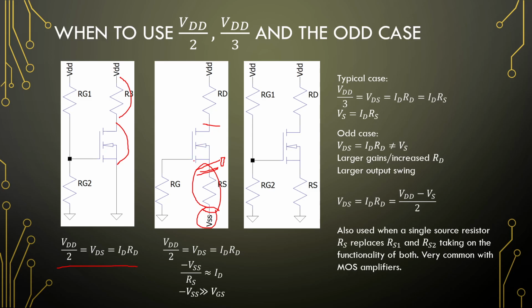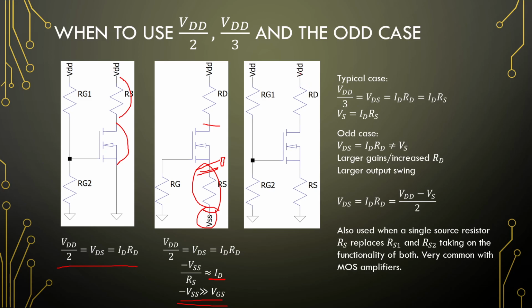Okay, so this minus VSS over RS is approximately equal to our drain current, assuming that our VSS is much larger than our gate source voltage. Okay, so this is 10 volts and this is 1 volt sitting right here. That is much greater, and you're going to choose E12 components in any case to stabilize the gain here. So that current will be off in the end.